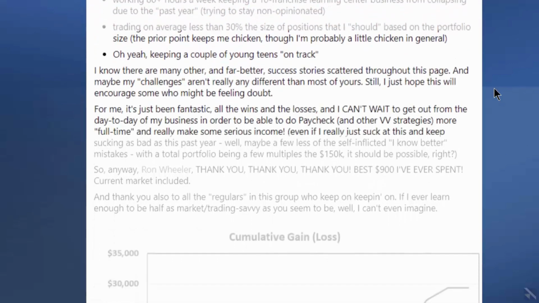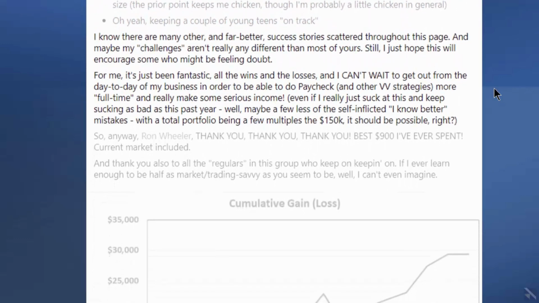Now, he also mentioned that he knows there are many other and far better success stories scattered throughout this page, but his is one of my favorite because he's able to do this and work full-time, even more than full-time. For me, it's been fantastic, the wins and losses, and I can't wait to get out from the day-to-day of my business in order to be able to do more paycheck and other VectorVest strategies more full-time and really make some serious income.